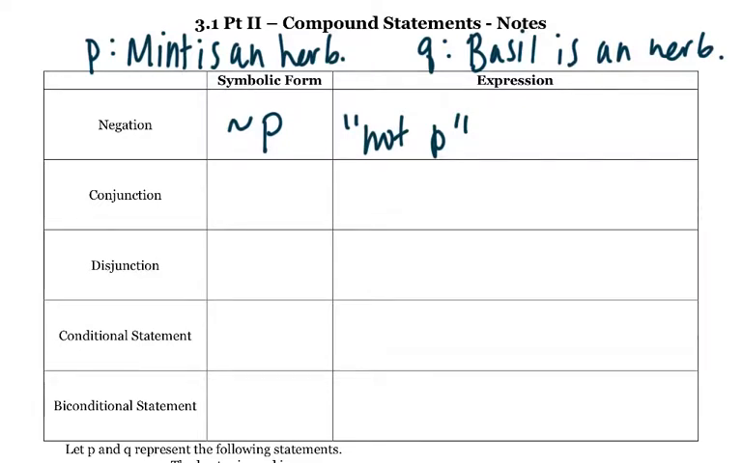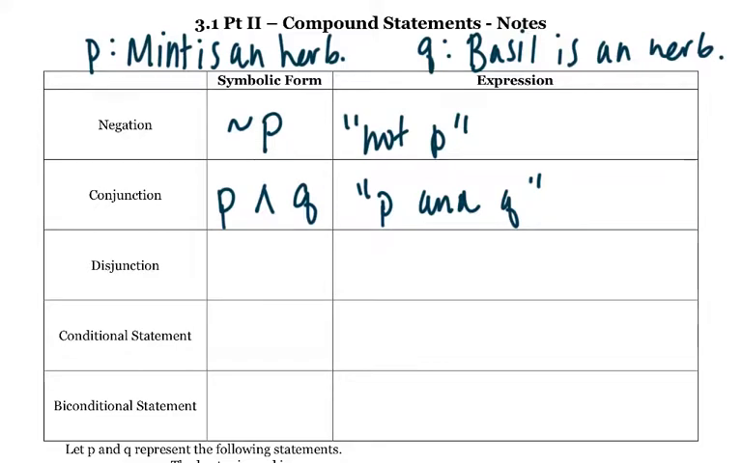A conjunction is the combining of two ideas with this symbol. So we would say P and Q. This symbol represents and, we would say P and Q. With these two statements, we would say mint is an herb and basil is an herb.